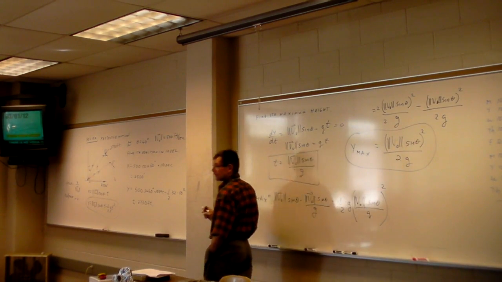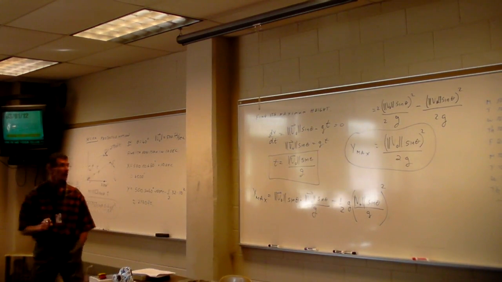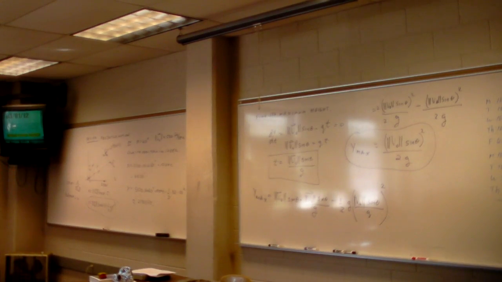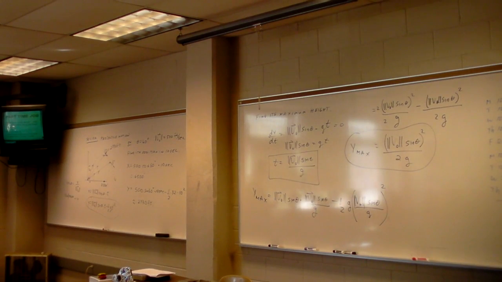So, how high is it going to go? You plug in the speed, you plug in the angle, square the result, the sine of that angle squared, divided by 2g, and you have your maximum height formula.